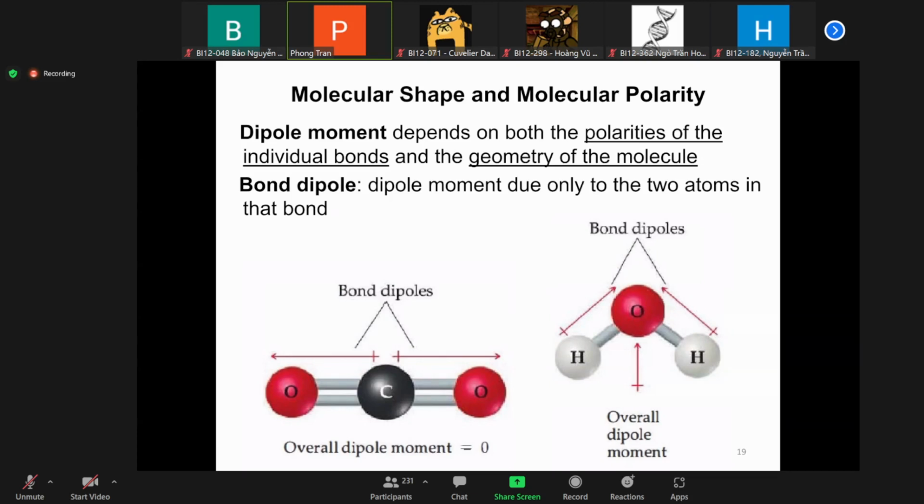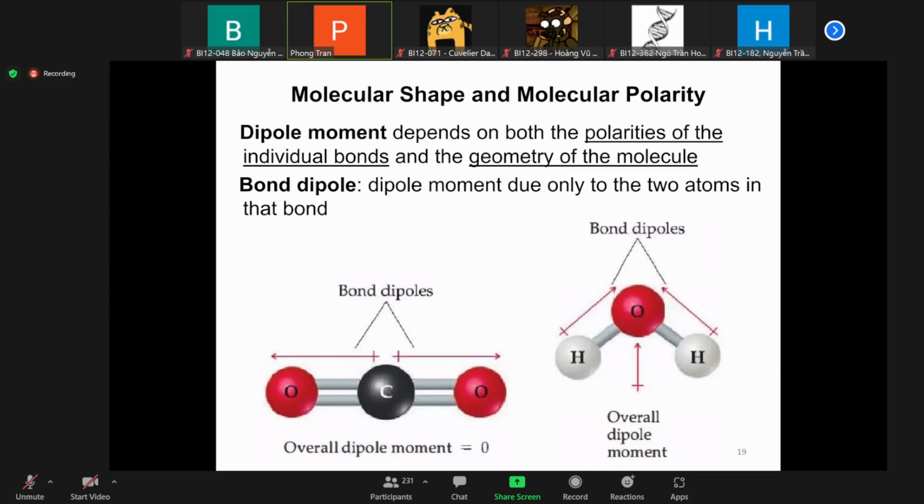Bond polarity is due to the dipole moment of only two atoms in that bond. For example, take the molecule of CO2. The oxygen has higher electronegativity than the carbon, so you have a dipole moment like this one. So the carbon-oxygen single bond is polar.